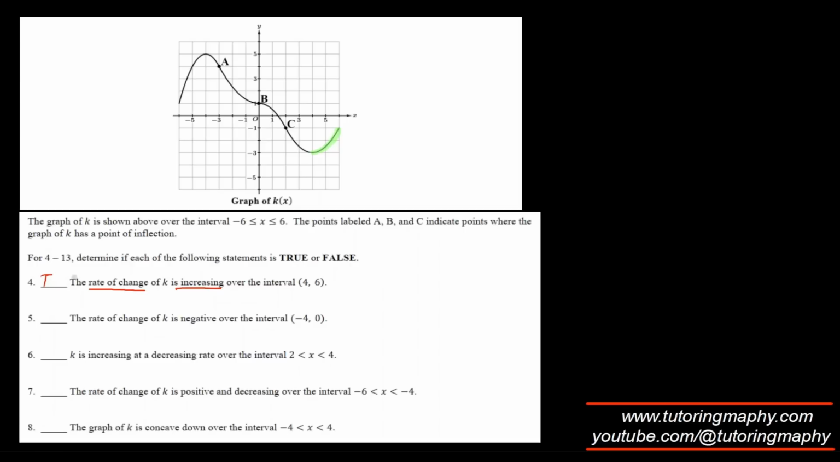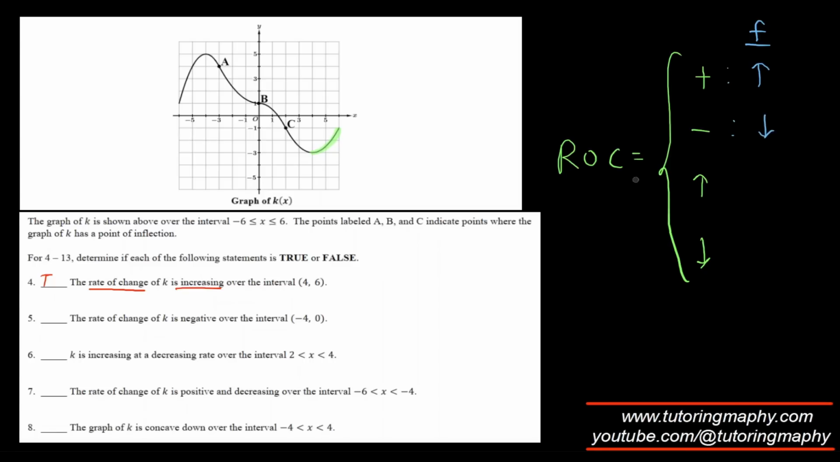Concave up means increasing. The rate of change is negative. Now this is different. They are saying whether ROC is negative or positive. I hope you understand, you're not getting confused. They can ask about ROC in four ways: either ROC is positive or negative, or increasing or decreasing. If ROC is positive, the function is increasing. If ROC is negative, the function is decreasing. If ROC is increasing, then the function is concave up, and here it is concave down. This is the scenario.